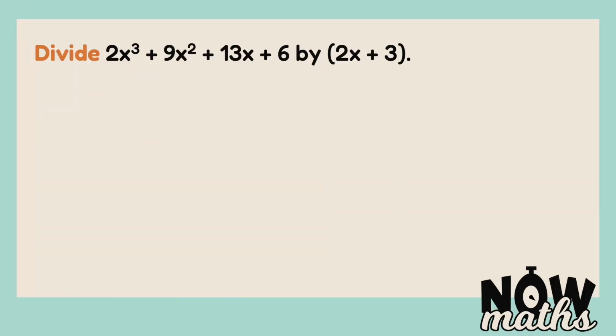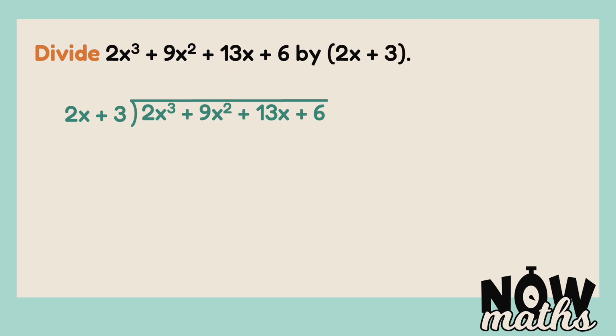For our first example, we're going to divide the cubic on screen by 2x plus 3. Firstly, we need to set up the long division. So the dividend, which is the cubic, goes inside the bus stop, and the divisor, which is 2x plus 3, goes on the outside.